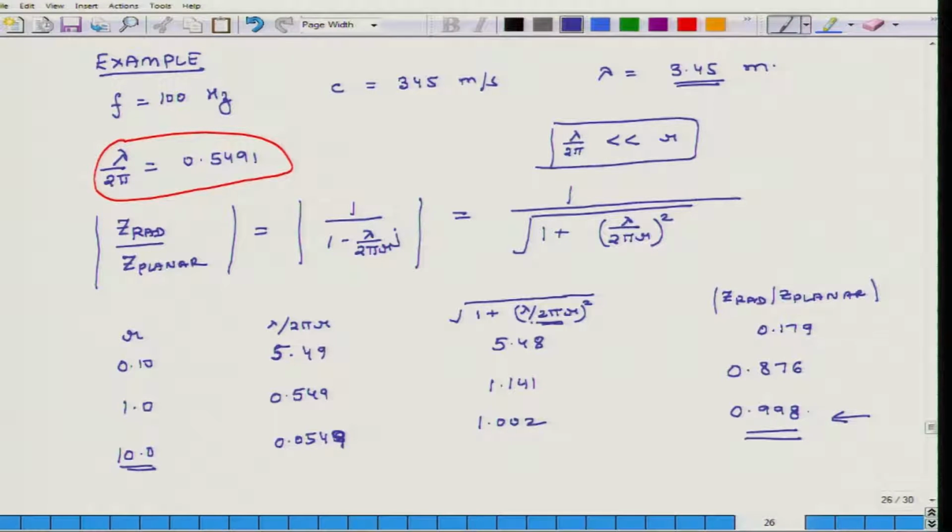So, this concludes the discussion for this week, and in the next week, which is the 7th week of this course, we will start discussing radially propagating waves in far more detail, and that is what I look forward to.